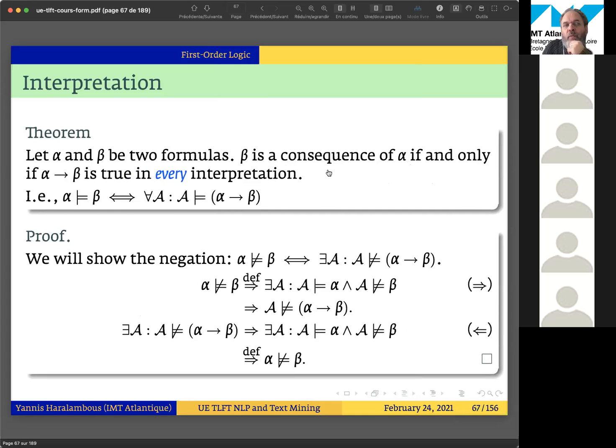One way of interpreting consequence is saying that we have an implication that is true in every interpretation. And here we have the proof. So this is, again, not to confuse implication, which is just a new formula out of the old ones, and consequence, which is a relation between two formulas.